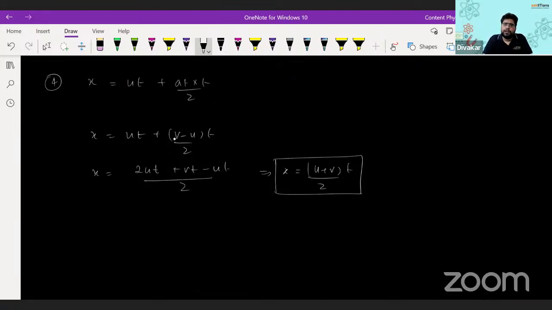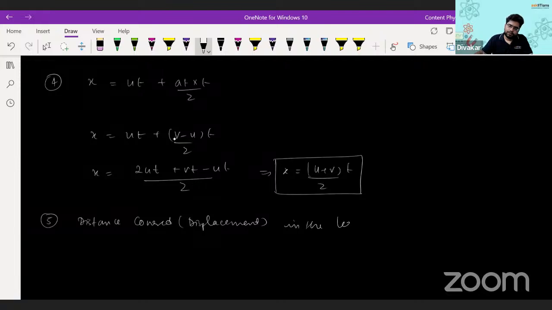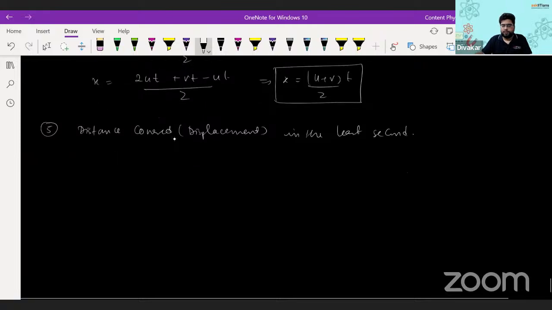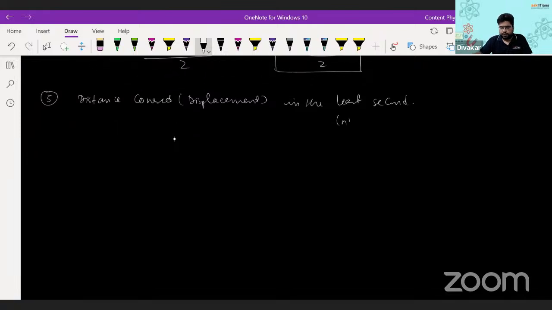Fifth and the last formula in the sequence of equations of motion is the distance covered in the last second. Or precisely, it's displacement covered, because these are vector equations, in the last second. So understand what is the meaning of last second or any nth second. Let's call it nth second.